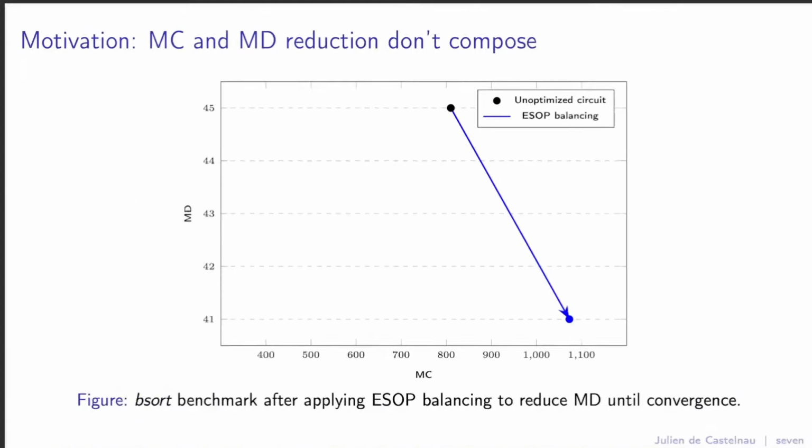The diagram shows the design space of a particular FHE benchmark, a sorting circuit. The y-axis is the multiplicative depth, and the x-axis is the multiplicative complexity. And the black dot shows the unoptimized starting point for this circuit. We start by applying ESOP balancing until convergence, that is, no further optimizations can be made to reduce the MD, which is shown in blue. We see that this also comes at the cost of increasing the MC slightly.